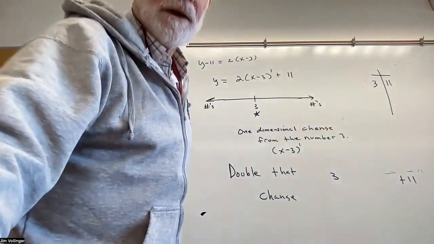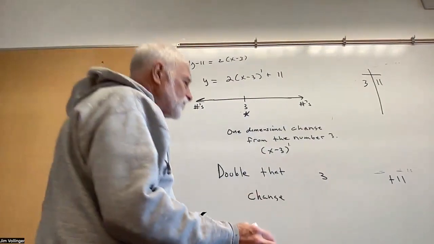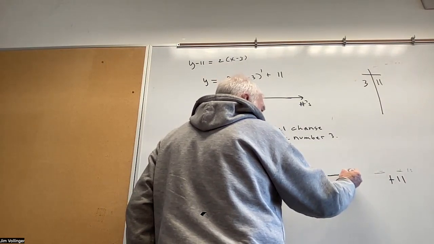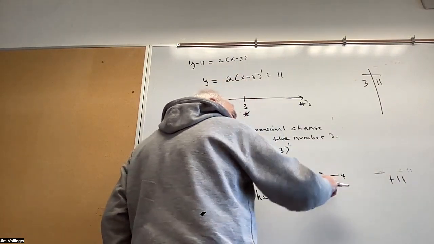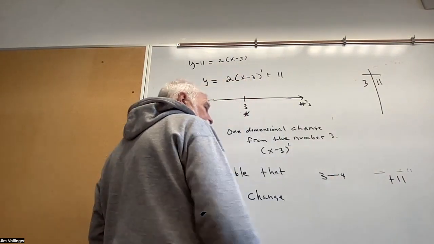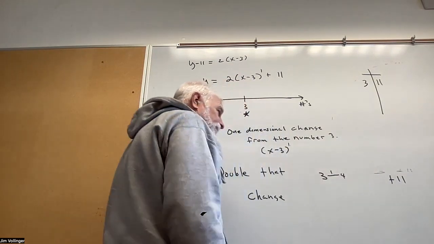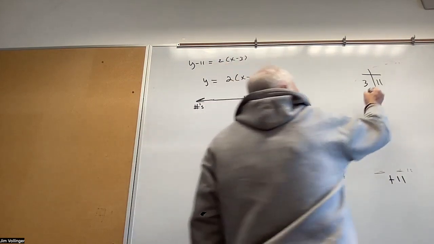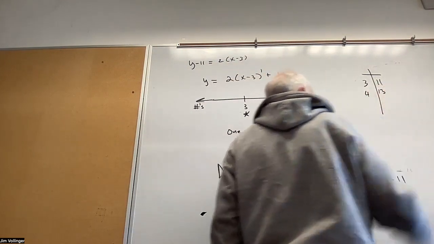And how would we find other places? Well, we have to get other numbers, like 4. And if I move over to 4, to me, that's one-dimensional change, and it's one unit of change. And if I double that change and add 11, then 4 gets me 13.